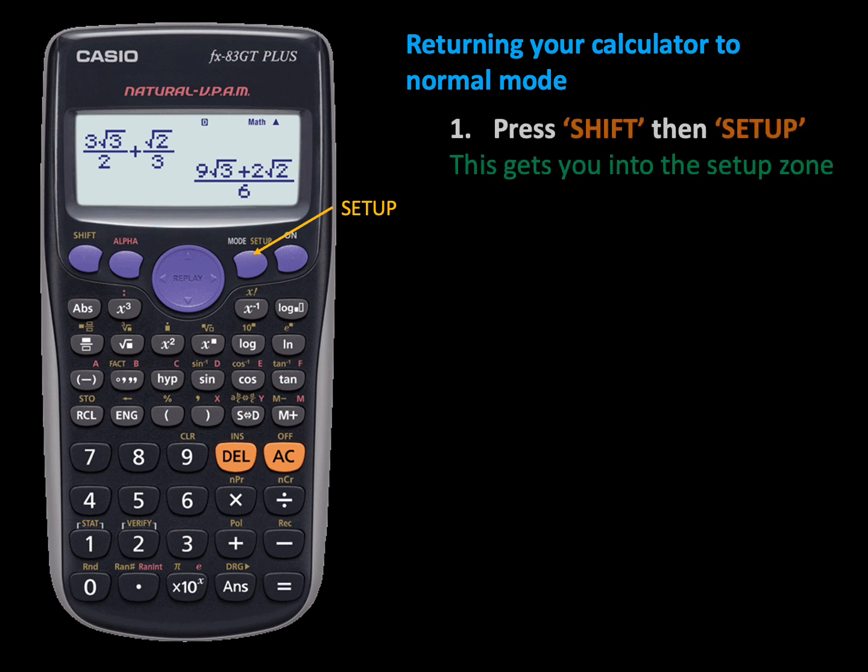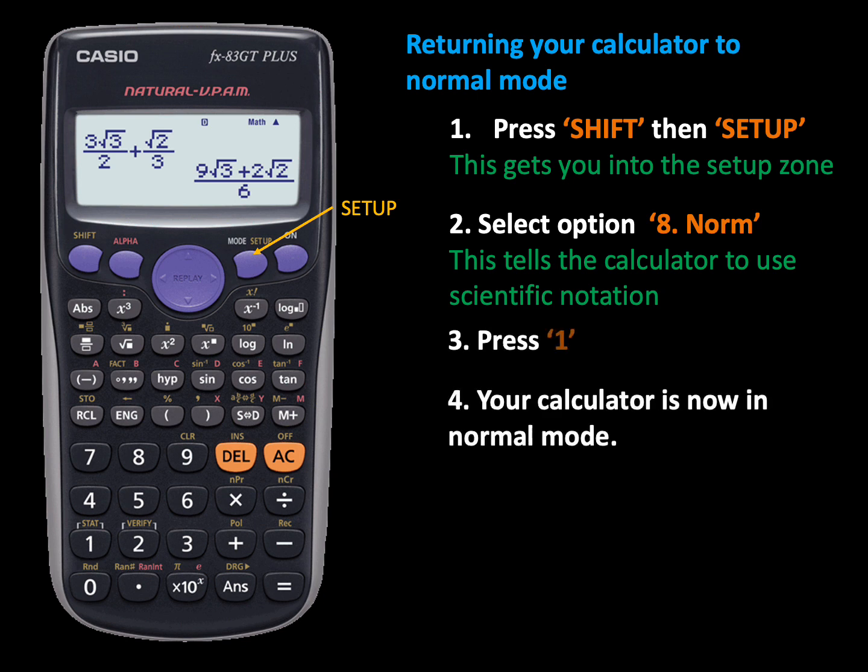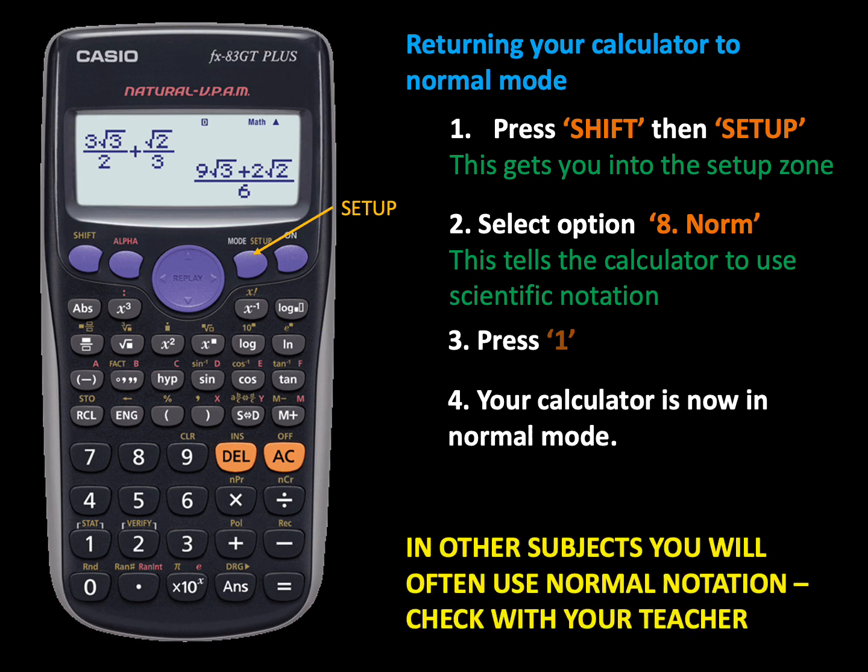In other subjects, you might need to return to normal notation. So to do this, press Shift and then Set Up again into the setup zone. Then press option 8 for normal. That tells the calculator not to use scientific notation. And then press 1 and you're now back in the normal mode. Check with your teacher about which mode to use in other subjects.